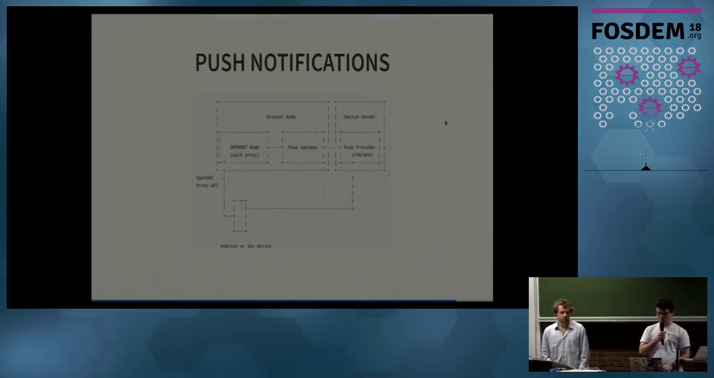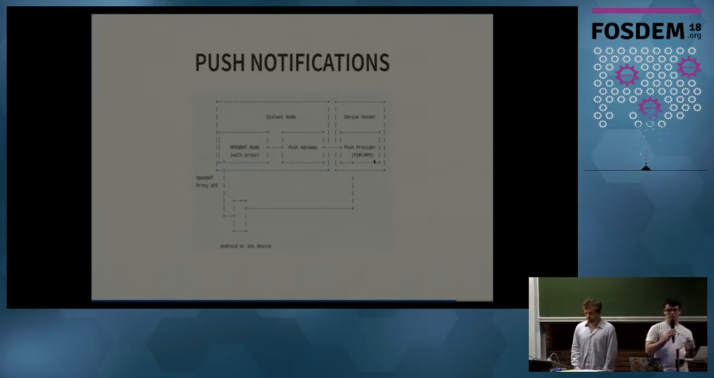And the thing is, we want the push notification systems as distributed as possible. But push notification is centralized by default because you have what we call a push provider, like FCM for Android or APN for Apple. And you need to authenticate your notification to that push provider. So you need to store a key or a password somewhere.